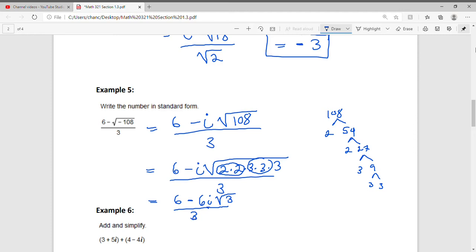Now I can actually reduce now. The 6 and the 3. That's okay to do because they're on the outside of the radical. So we have 2 minus 2i root 3. I could put that over a 1, but that's not what we need to do. We need to make it simplified to leave out the 1. We have 2 minus 2i root 3. That's it. We can't simplify it further than that.